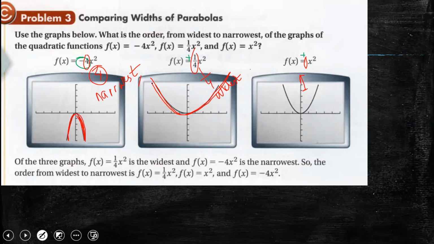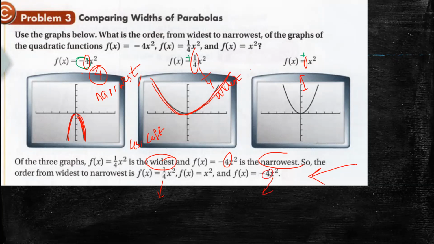So on the 3 graphs, 1/4 x squared will be the widest one. So the number with the least coefficient will be the widest, and the number with the greatest coefficient will be the narrowest. So the order from the widest to the narrowest will be 1/4 x squared, x squared, and negative 4x squared. This is the question, how it comes. I told you to order them from the widest to the narrowest. Don't forget, the widest means the small number. The narrowest means the greater number, which is 4.